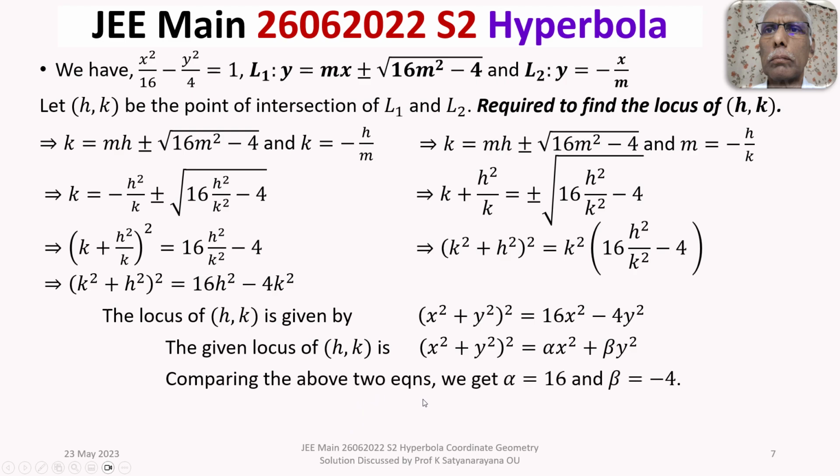Now what is it that we want? We want alpha plus beta. So alpha plus beta is equal to, alpha is 16, beta is minus 4, that will be 12. So the answer to this question is alpha plus beta is equal to 12.